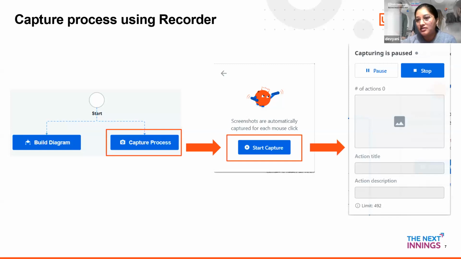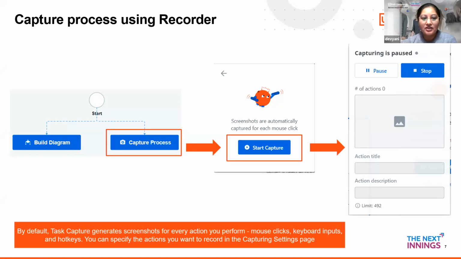We have a pause button and a stop button, and this is the action screen, which will take the screenshot along with the title and the description that we give. Here we can also see the limit. If we are going with the community version, we have a limit of capturing 500 screens or events, while I think the enterprise version contains more features. By default, Task Capture generates a screenshot for every action you perform, every mouse click, input, hotkey, whatever event you perform will be captured.